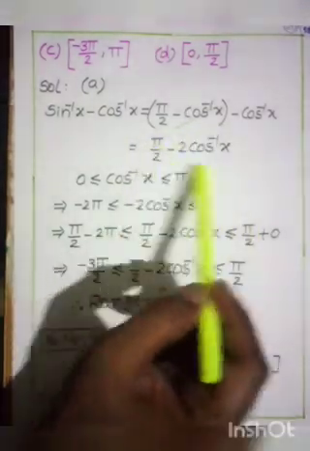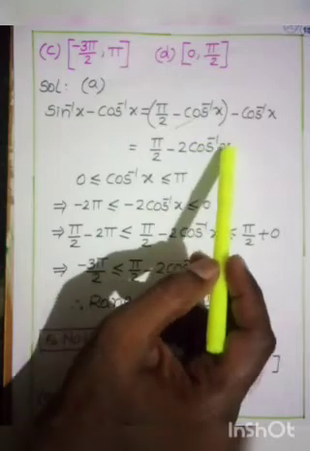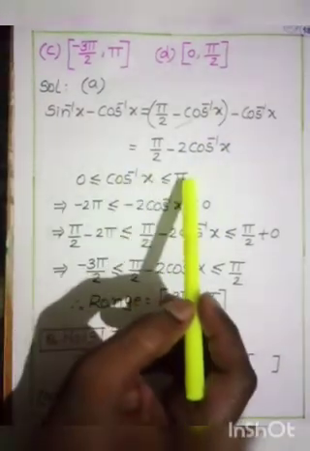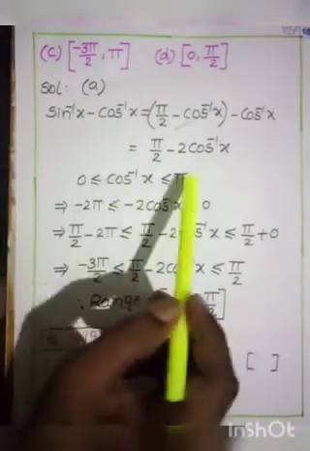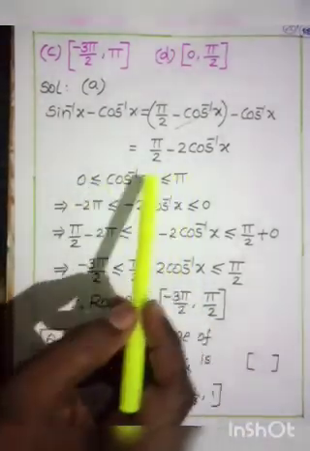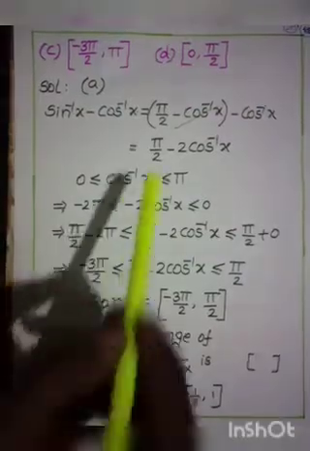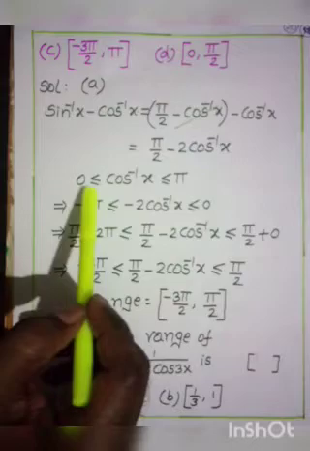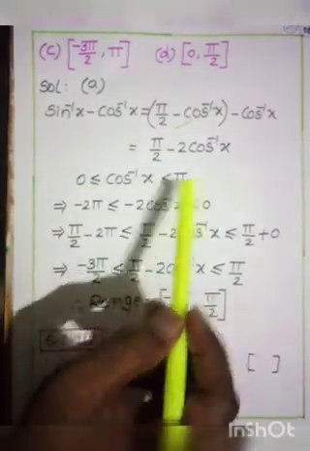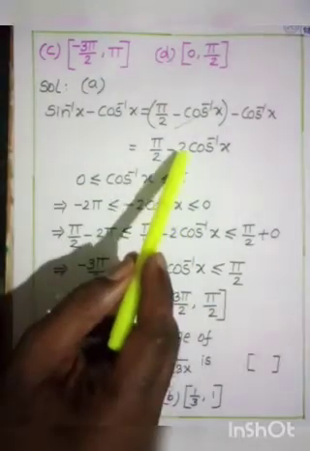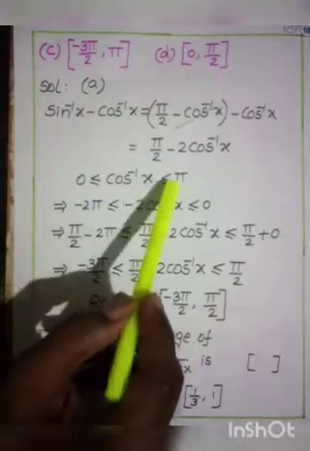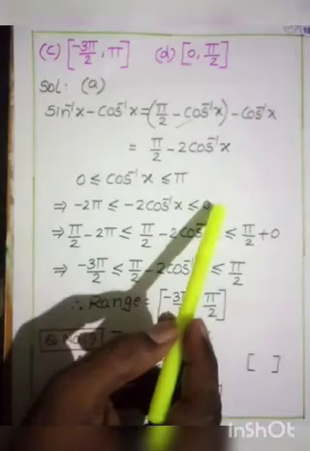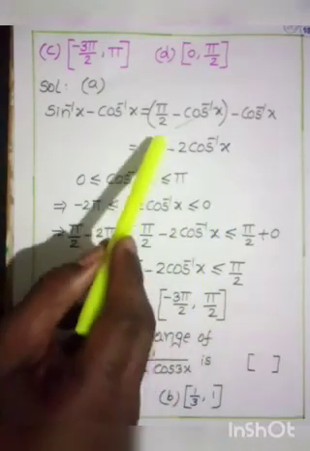Right. Now we take this function cos inverse x. We know 0 less than or equal to cos inverse x is less than or equal to pi. This is the range of cos inverse x. Because 2 is there before cos inverse x, we multiply this inequation by minus 2. So we get minus 2 pi less than or equal to minus 2 cos inverse x less than or equal to 0.